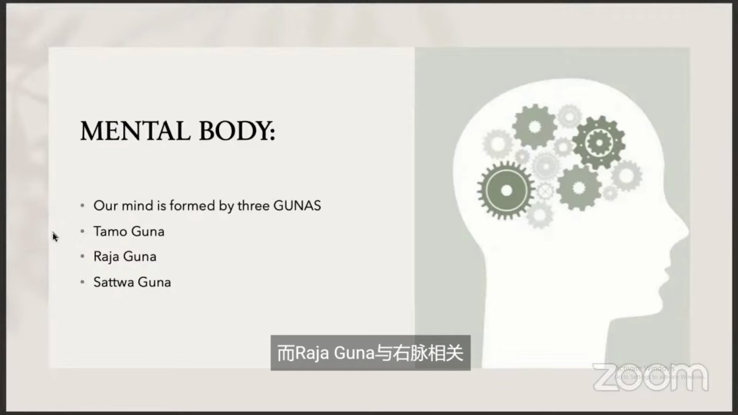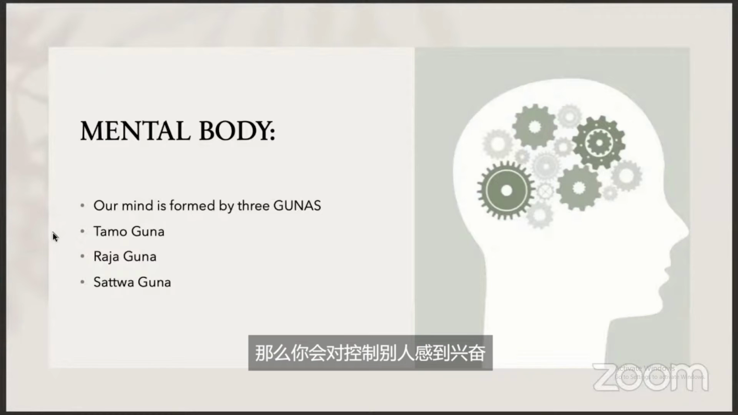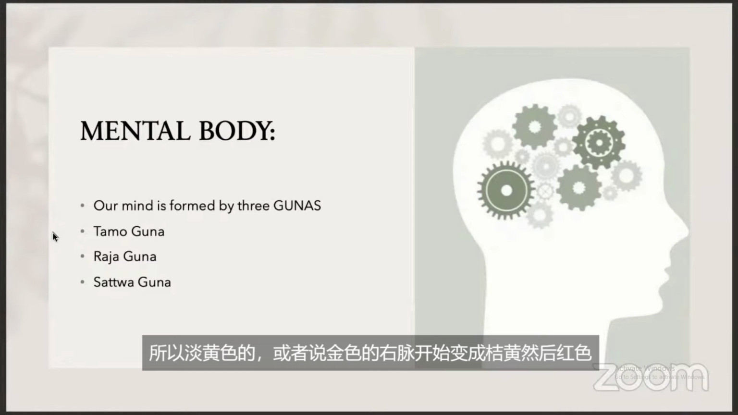Instead, rajaguna is related with the right side. If rajaguna increases, or your attention goes too much on the right side, then you start getting elated, excited, over-dominating, and the right side, which is of a light yellow or maybe golden color, starts becoming orange and then red.